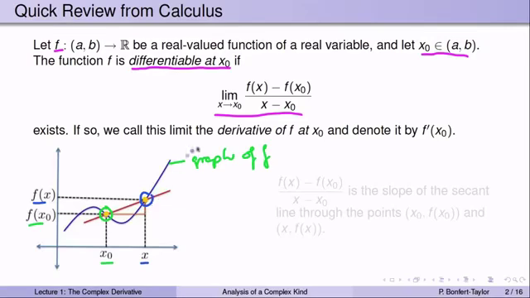Next we look at the numerator of our difference quotient, f of x minus f of x0. F of x is this value right here. F of x0 is this value. The difference between the two of them is this length. So this is f of x minus f of x0, and we divide that by x minus x0. X minus x0, you can see in this length right there, so this length up here.